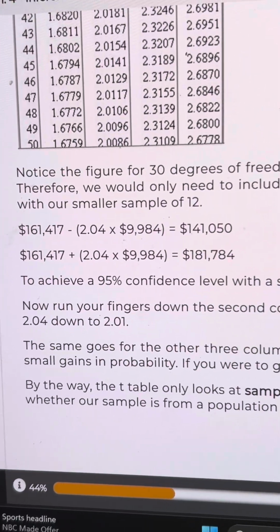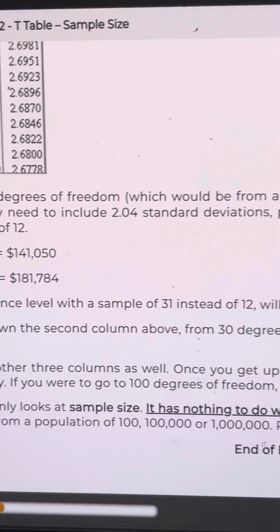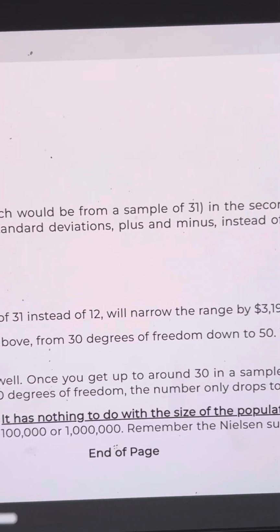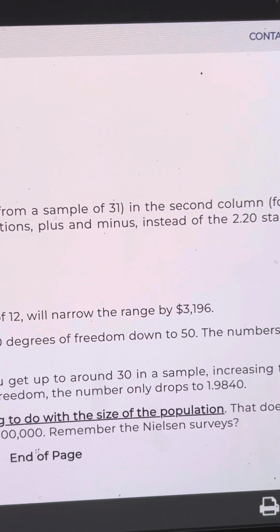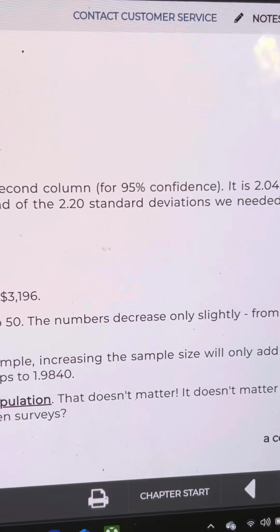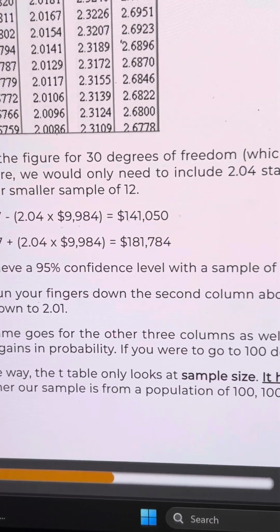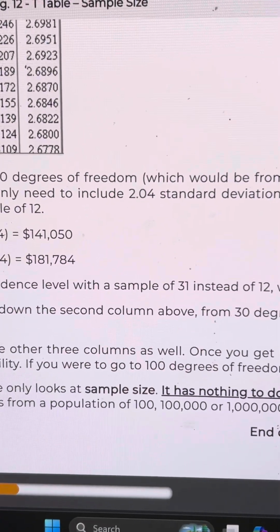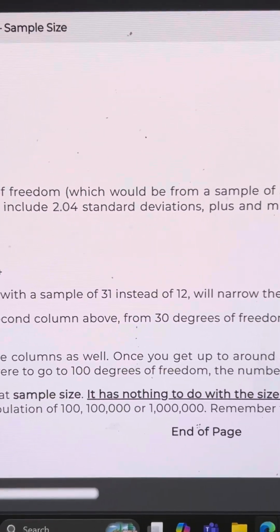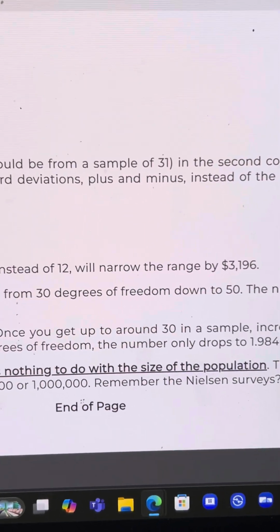By the way, the T-table only looks at sample size. It has nothing to do with the size of the population. That's all highlighted. It doesn't matter whether our sample is from a population of 100, 100,000, or a million. Remember the Nielsen surveys? End of page.